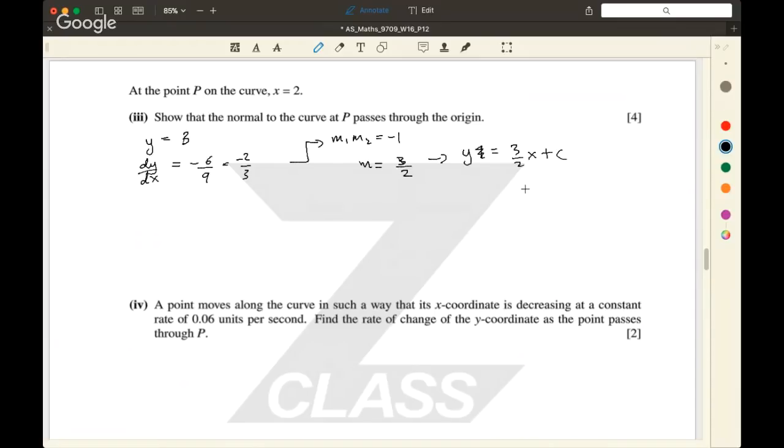To find out the constant, we need to know one of the points that the line passes through. And we do, it passes through P, and we already got the coordinates of P. It's (2, 3). So we get 3 is equal to 3 plus c, so c is equal to 0. So our equation is y is equal to 3/2 x. And that means when x is equal to 0, y is equal to 0. So it passes through the origin.